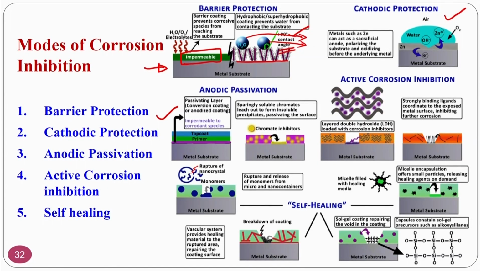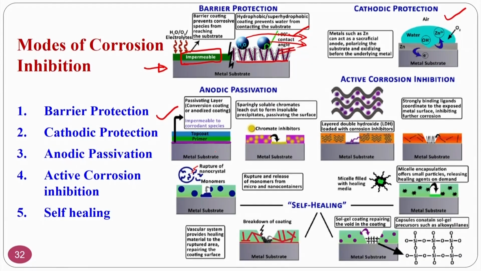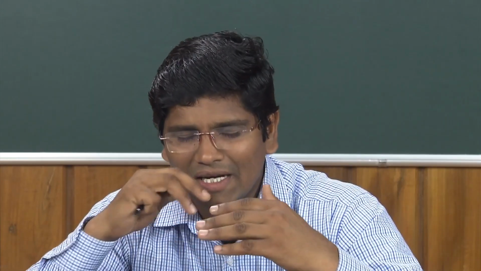The third one is anodic passivation. You might all know what anodic passivation is. A passivating layer, that we have seen in the previous slide, will form on a surface. If there is a passivating layer which is non-porous, that means it is a solid layer, it won't allow the water to come in contact with the workpiece directly. In that way, anodic passivation helps.